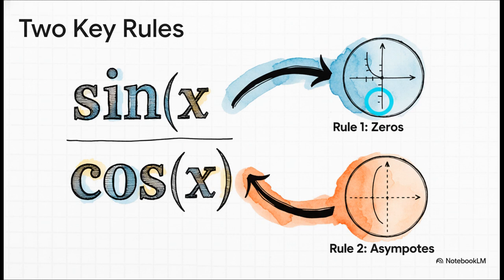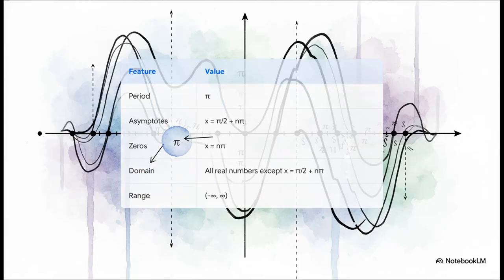Rule 1. When the top of the fraction, sine, is 0, the whole thing is 0. Bam! That's where the graph crosses the horizontal axis. Rule 2. When the bottom of the fraction, cosine, is 0, you get an error. It's undefined. That's where we draw our vertical asymptotes. That's the whole game. And those two rules are what create all of these key features you see right here.